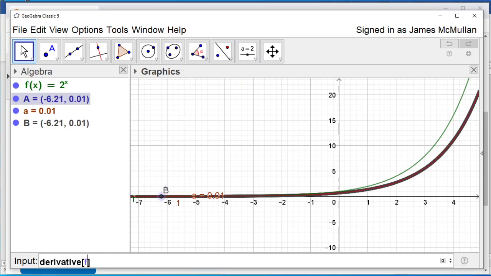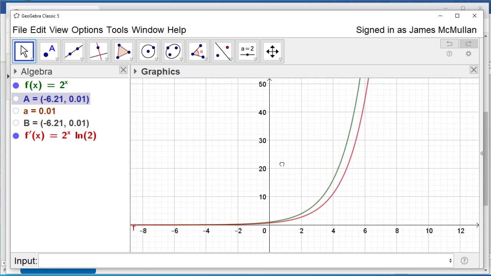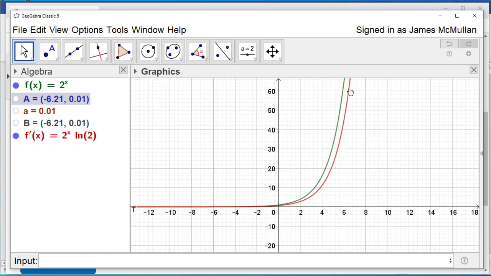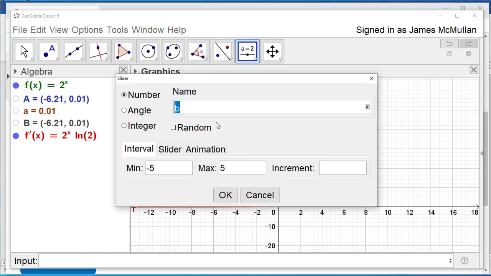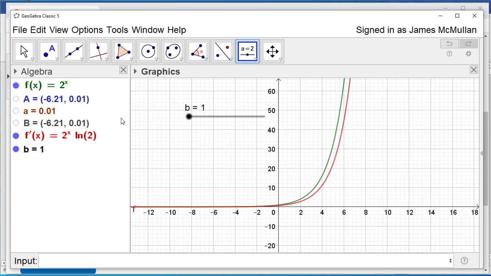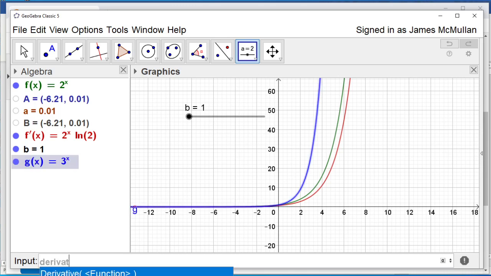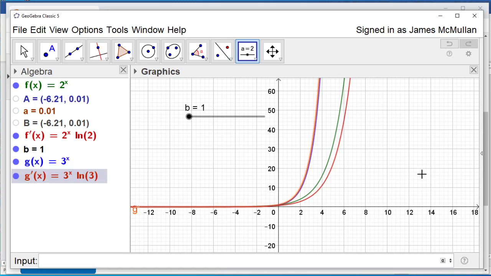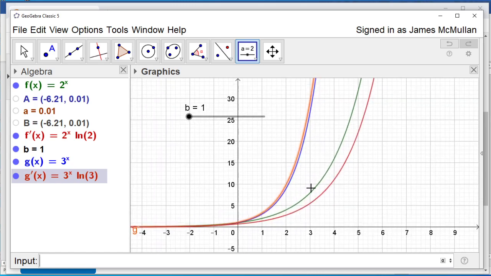Let's take the derivative of f, and you can see it has this new thing, this ln2, but let's just leave that to the side for the second. But you can see that it is in fact another exponential. Now let's say we wanted to change the base of this exponential, because I want to show you something here. If we draw 3 to the x, and then we take its derivative, I want you to notice something about the two derivatives.